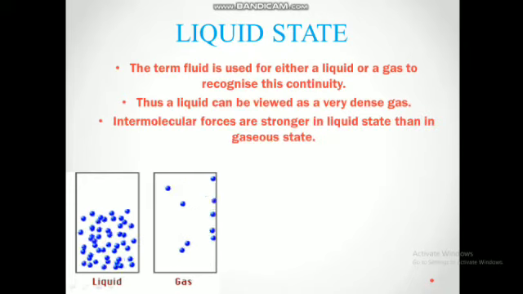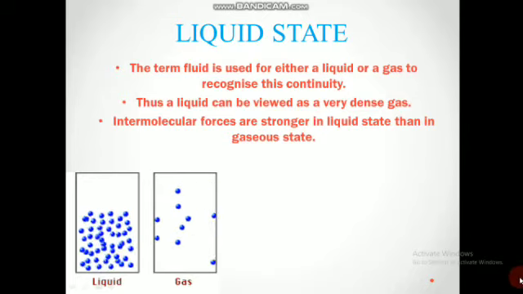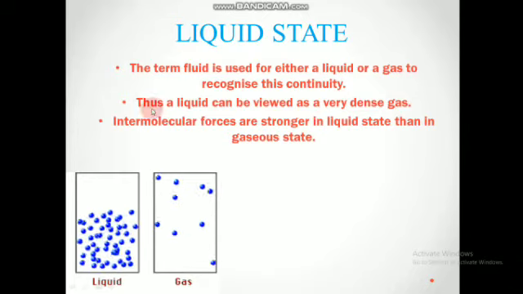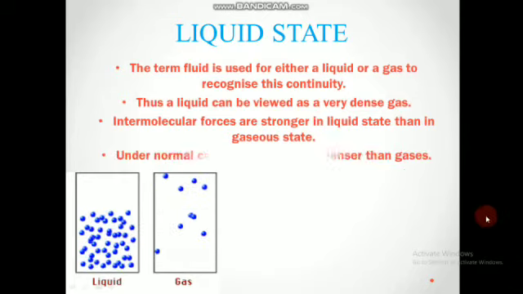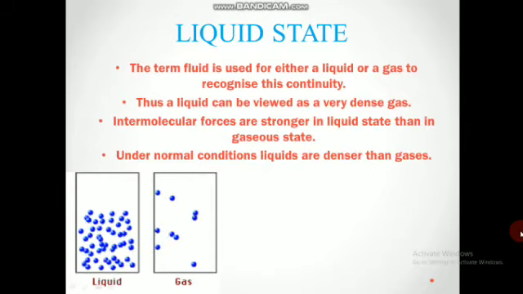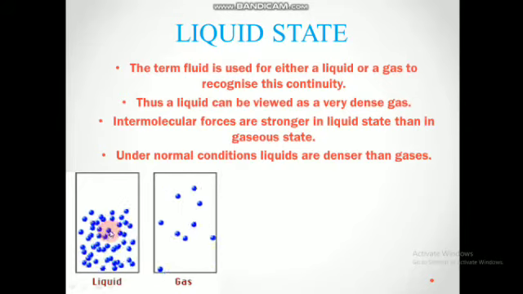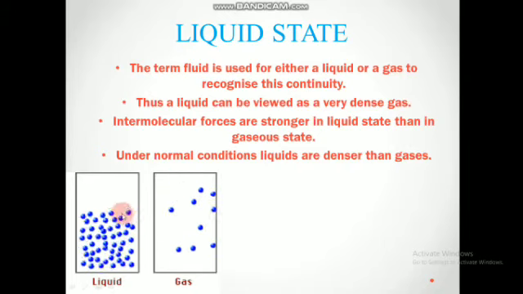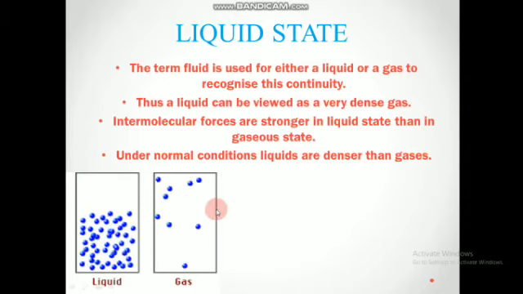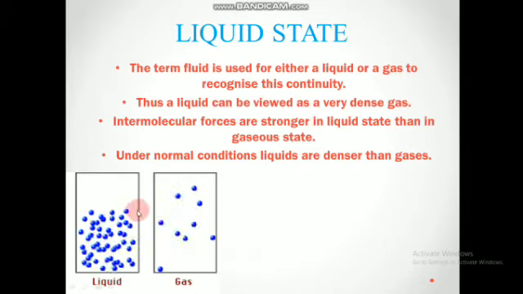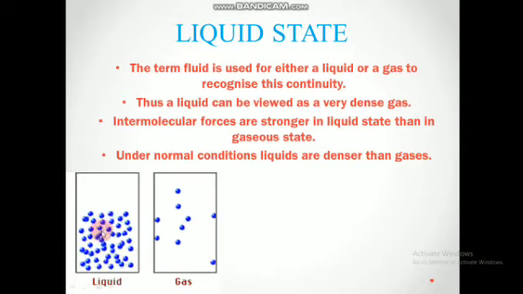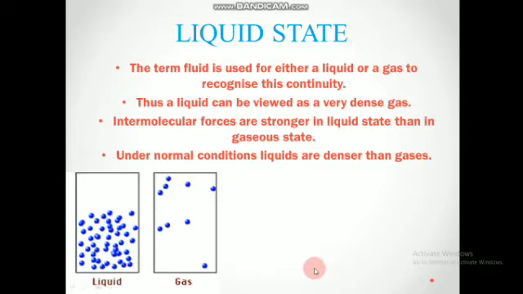So intermolecular forces are stronger in the liquid state than in the gaseous state. All these are known facts. Under normal conditions, liquids are denser than gases. And in this figure, if we consider a particular area, the number of particles present in liquids will be more than that of gases. So we can say liquids are more dense than gases.